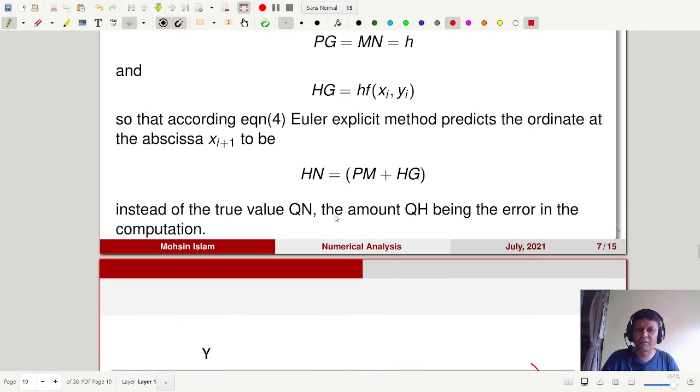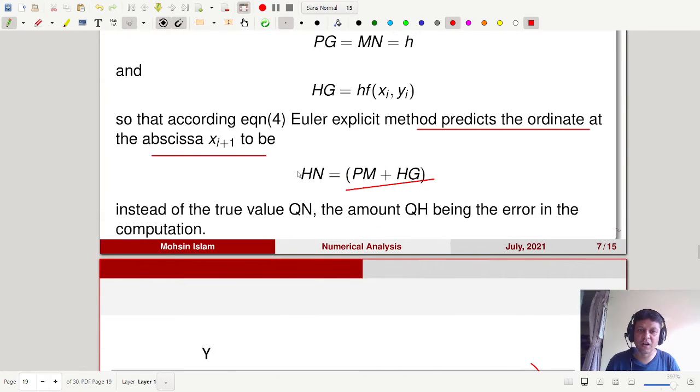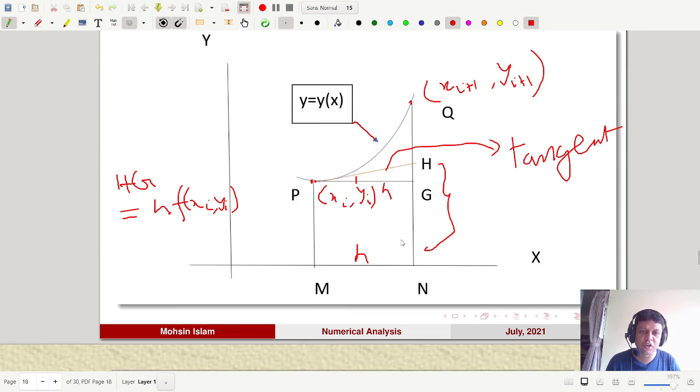So according to Euler's equation, according to equation 4, the Euler explicit method predicts the ordinate at the abscissa x i plus 1 to be HN equal to PM plus HG. Look at the diagram. So from Euler's formula, you have HN. According to that formula, HN equals AG plus GN, and GN is nothing but your PM. So you can write AG plus PM. Okay, so that is written here, AG plus PM, HN, instead of the true value QN. But the true value is QN. Look at the diagram.